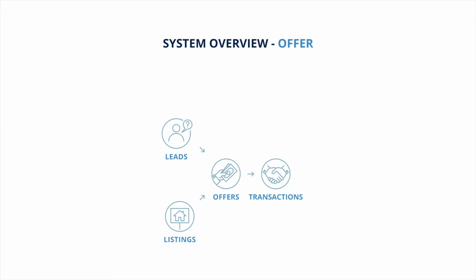For the Agency CRM on the property side, projects and listings are added. Offers can then be created from one lead and one listing, which in turn leads to the creation of a transaction or be cancelled. It is important to keep records of all offers made, even those that do not conclude into a transaction, as this is valuable feedback for brokers and property owners.